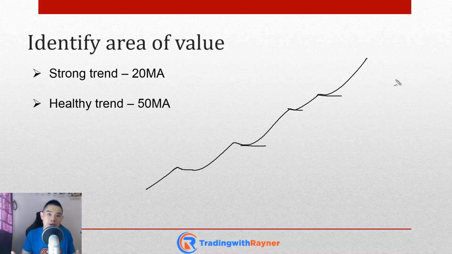So it is so important to understand the current market structure and then use the right tools to trade it. In this case, if the market is in a strong trend, the 20 period moving average is a good place to be looking for trades. If the market is in a healthy trend, this is where the pullbacks are slightly deeper. The 50 MA is a useful moving average to identify your area of value. So let me share with you an example.